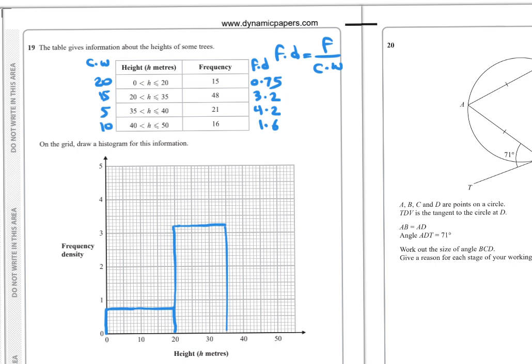Next group, from 35 to 40, height 4.2. It's better to use a ruler. From 40 to 50, height 1.6. So this is 1.6. So this is our histogram.